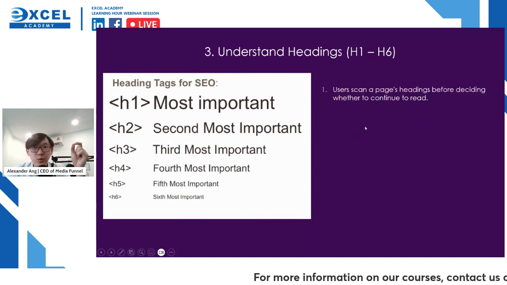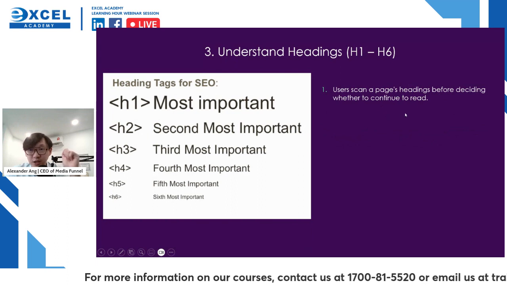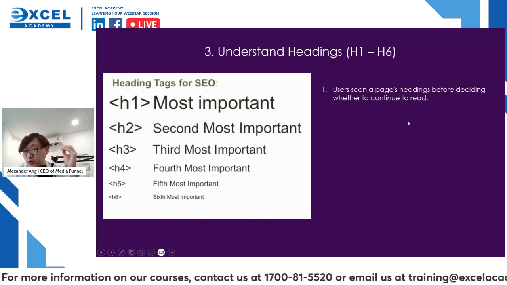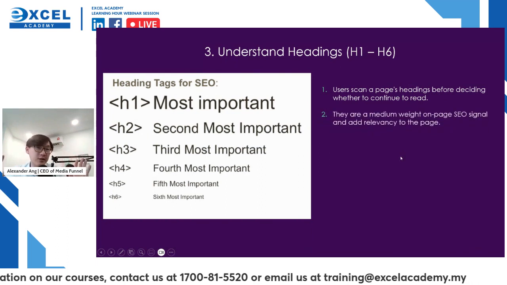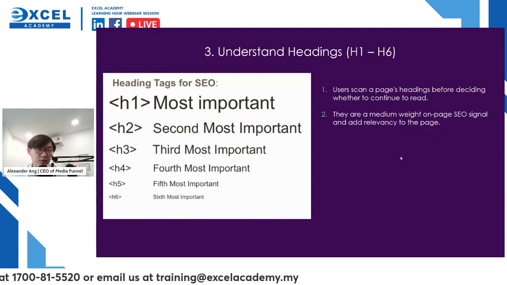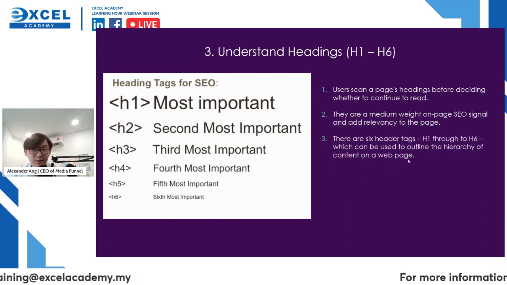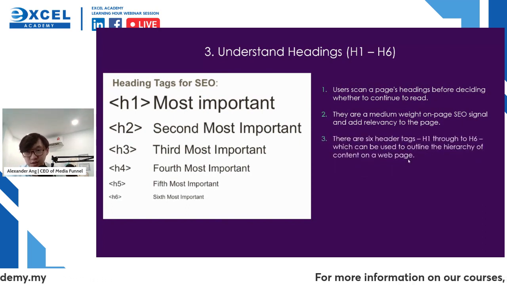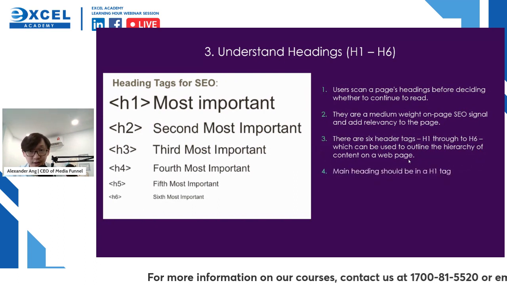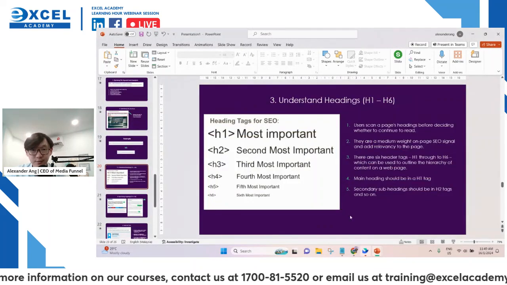This will help users scan a page heading before deciding whether they want to continue to read, and it is a medium-weak on-page SEO signal. You want to give the signal to add relevancy to your page, and there are 6 headers. We have H1 to H6 that you can use. So the main heading should always be H1. Let me give you an example.